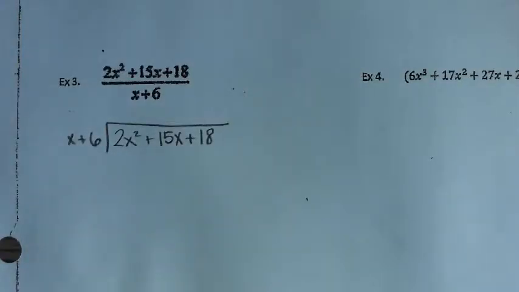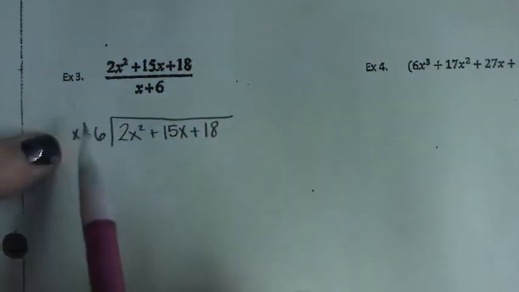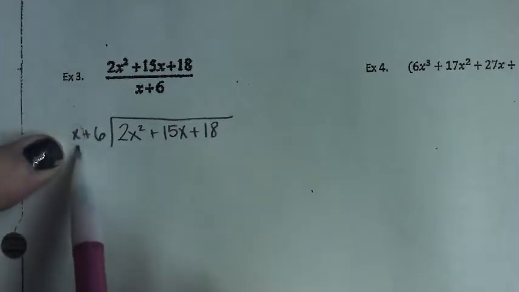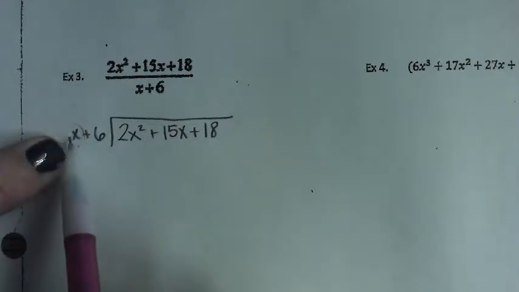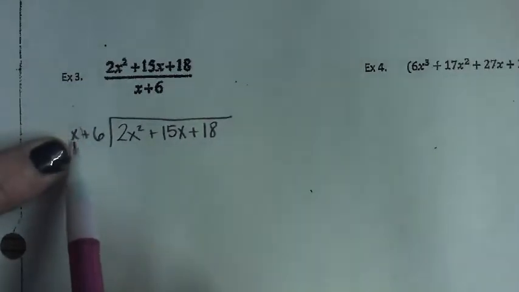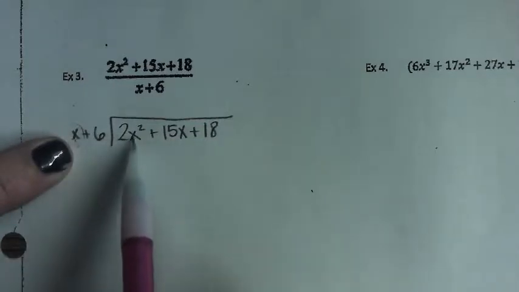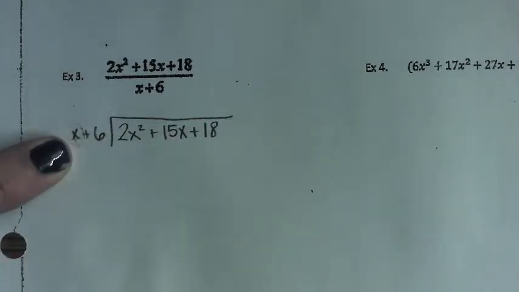And our divisor is x plus 6. We're trying to see if x plus 6 goes in evenly. We are trying to see if x plus 6 is a factor. So when you're going through long division, you take this x and just the leading term, and you ask yourself, x times what would give me 2x squared? 2x. So put that up there.